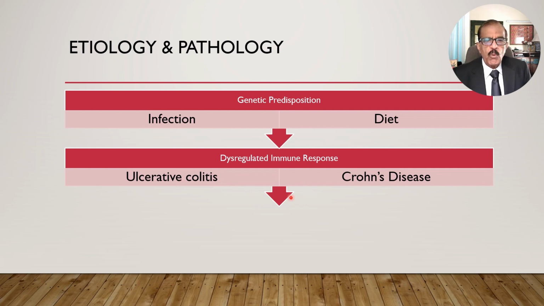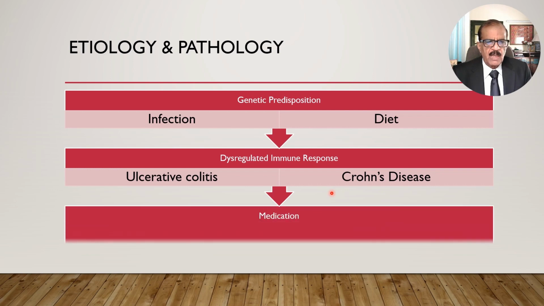But we know that both diseases have many common features. So perhaps the etiology is the same, but something in the immune system or something in the triggering factors determines which patient would develop ulcerative colitis, which patient would develop Crohn's disease, and which patient would develop an overlap syndrome that I explained earlier. So this is the natural history, and then we of course give medication.